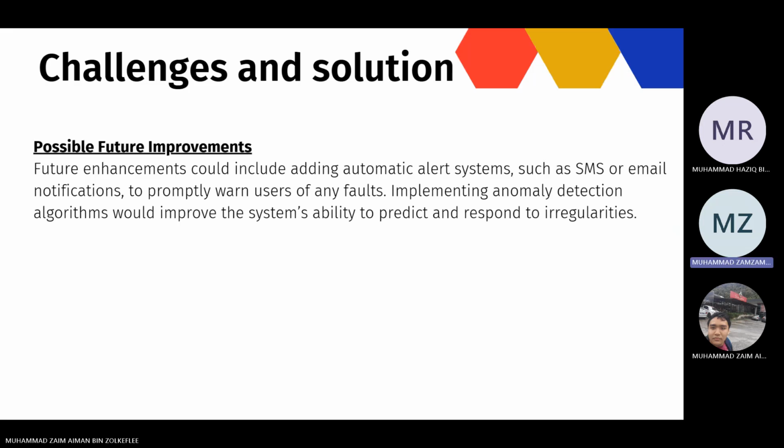There are also possible future improvements that we hope to implement on this project, which is what we can think of right now. Future enhancements could include adding automatic alert systems such as SMS or email notifications to user devices, mobile devices like handphone or PC, to promptly warn users of any faults. Implementing anomaly detection algorithms will improve the system's ability to predict and respond to irregularities. By adding these algorithms, we hope that it makes the system smarter and more responsive.